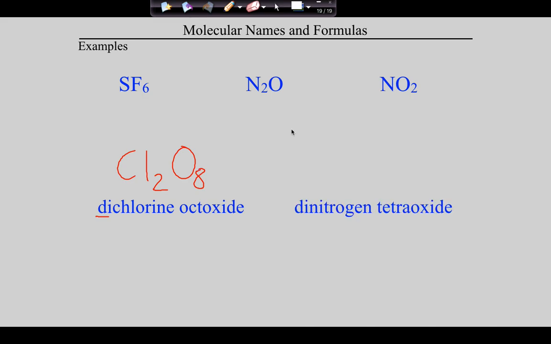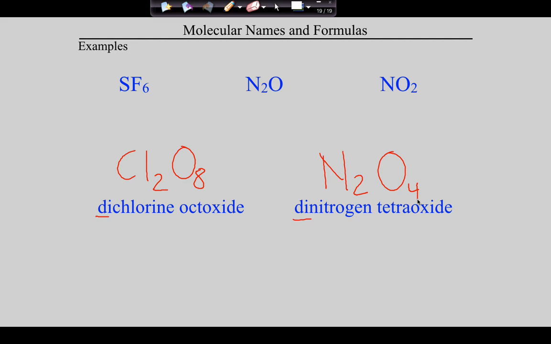One more example. Let's take a look at dinitrogen tetroxide. So again, di means 2. So we've got dinitrogen, and then we've got oxide, but now we've got tetra, which is 4.